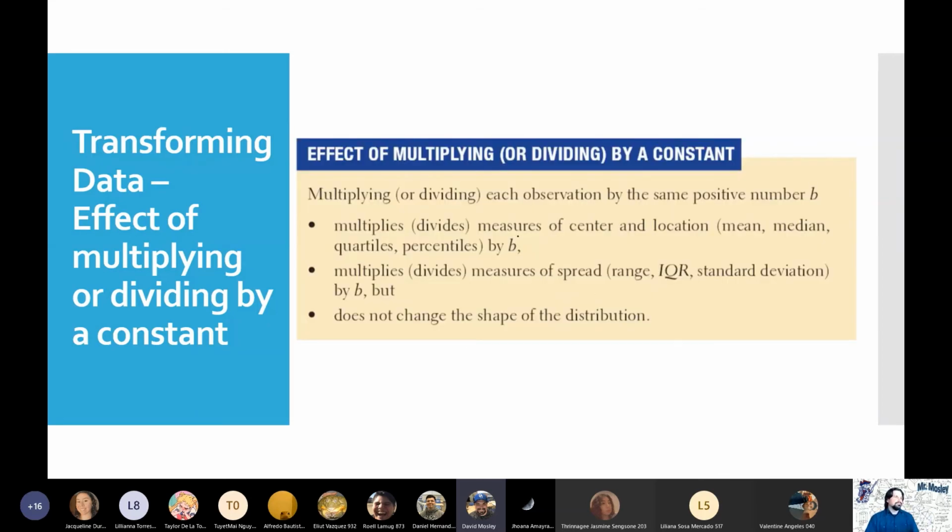In a nutshell, right, we are multiplying or dividing each observation by the same positive number b, which multiplies or divides measures of center and location, mean, median, quartiles, percentiles, and multiplies or divides measures of spread, range, IQR, standard deviation, by b. Right. The only thing that does not change is the shape. Everything else gets kind of scaled up or scaled down depending on if you're multiplying or dividing. Right. In our example case, everything got bigger, right, because we multiplied by a number greater than 1.